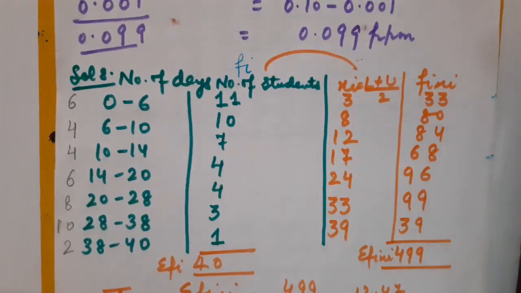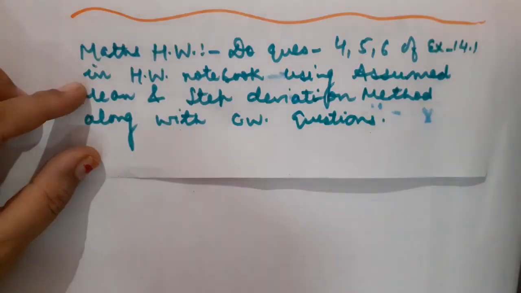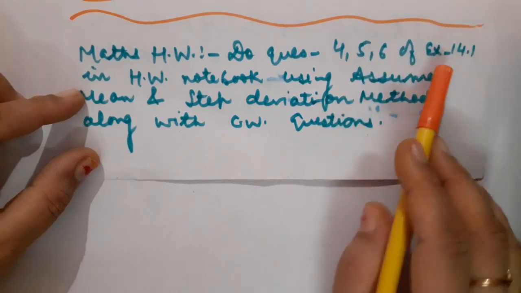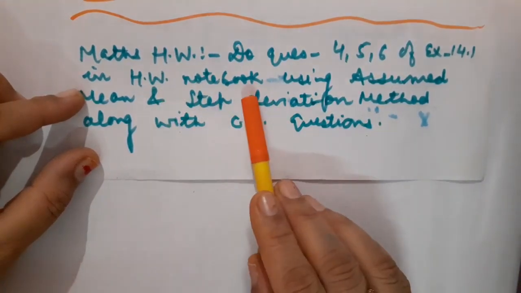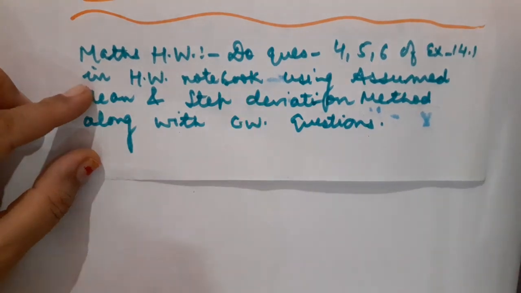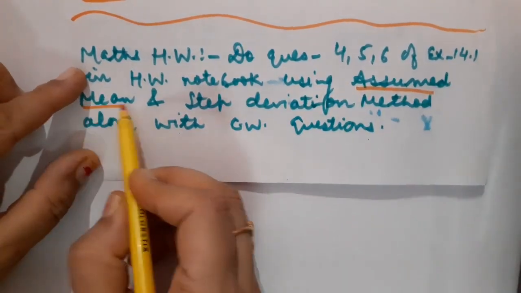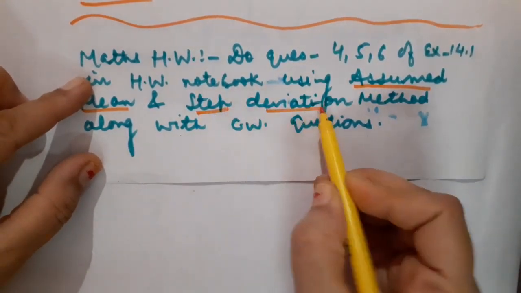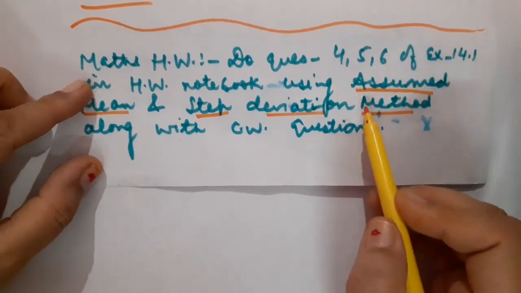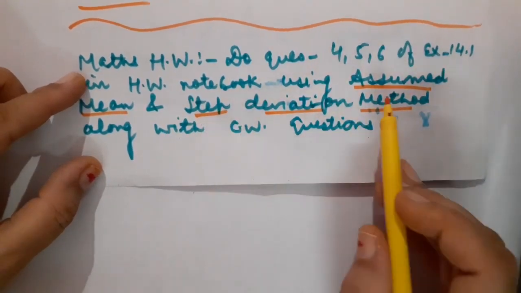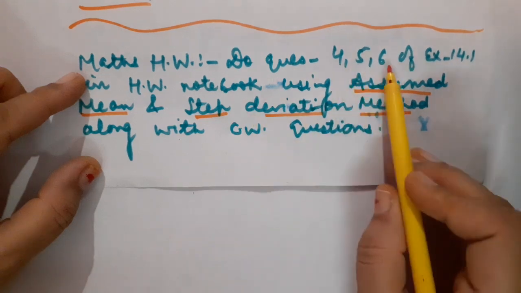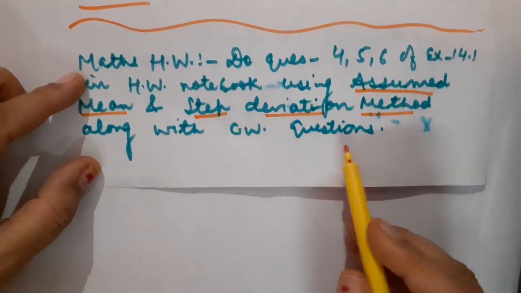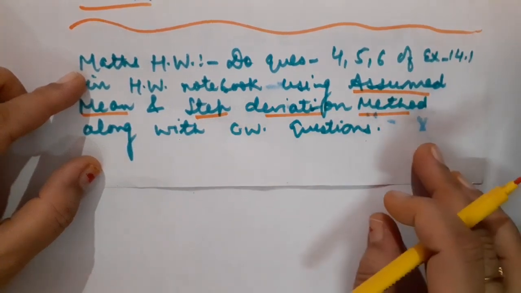So now children, this is the time to get mathematics homework. Your maths homework is that you have to do questions number 4, 5 and 6 of exercise 14.1 in your mathematics homework notebook using the assumed mean method, which was taught in the previous lecture, as well as the step deviation method. If you have already done these very questions using assumed mean, that's fine, then you are not supposed to do it again. Otherwise, these 3 questions you are supposed to do using the step deviation method, which is taught today, along with classwork questions. So children, that's it for the day.